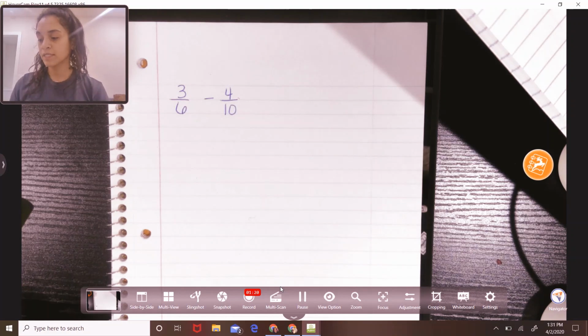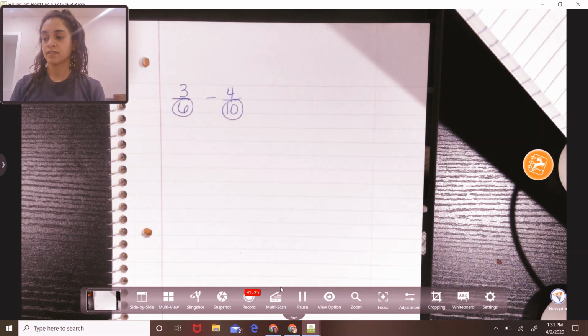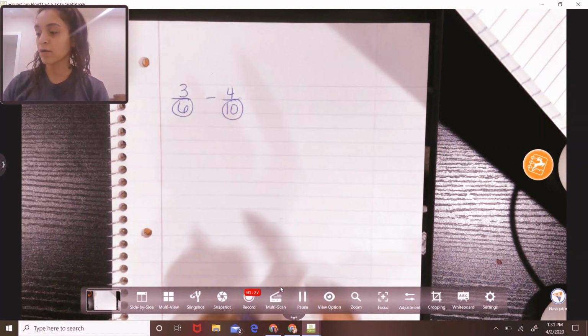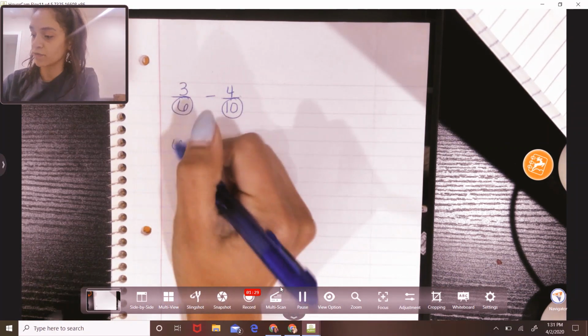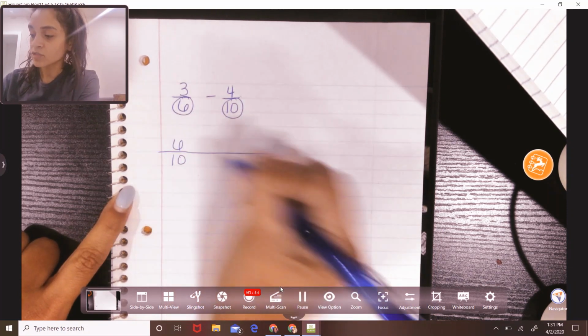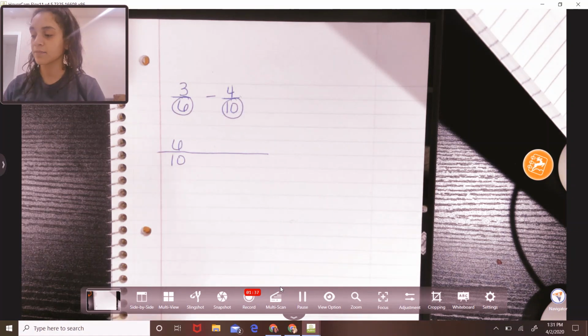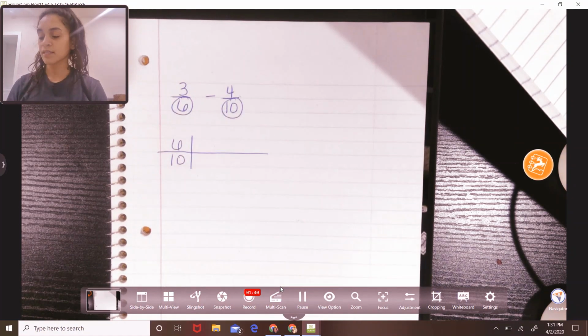Now your denominators are 6 and 10. I always tell you guys, it's the most important thing for me. I always look at the denominator first. So I'm going to make a table that has our denominators. I'm not making a fraction, I'm making a table. Just like that, I have 6 on the top and 10 on the bottom.